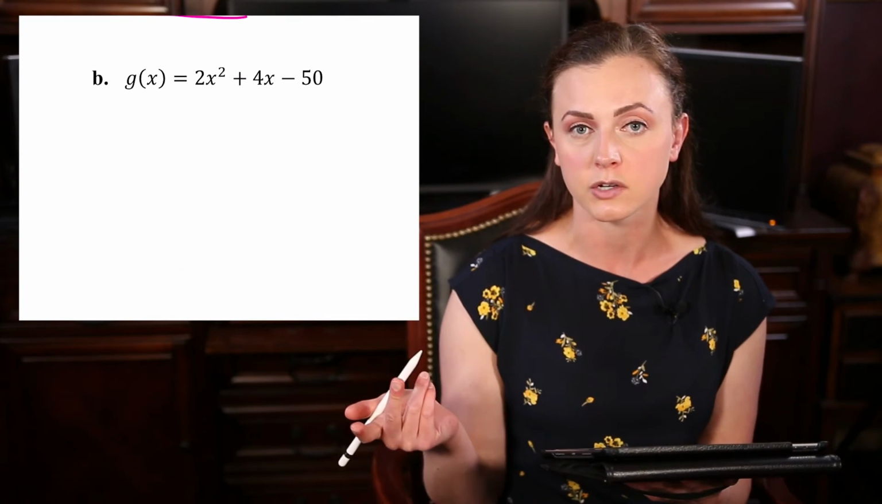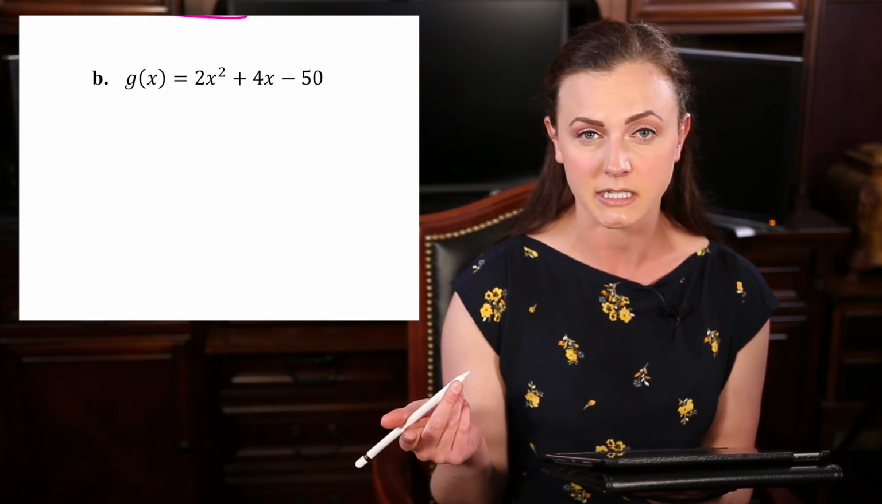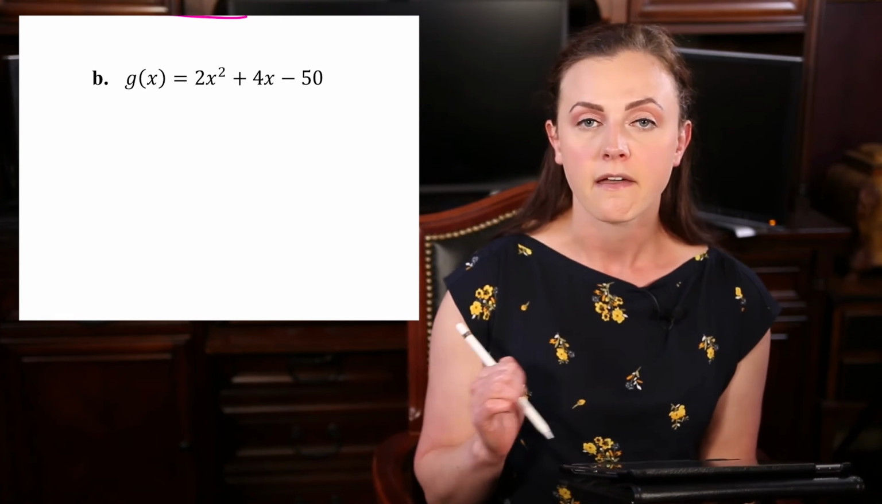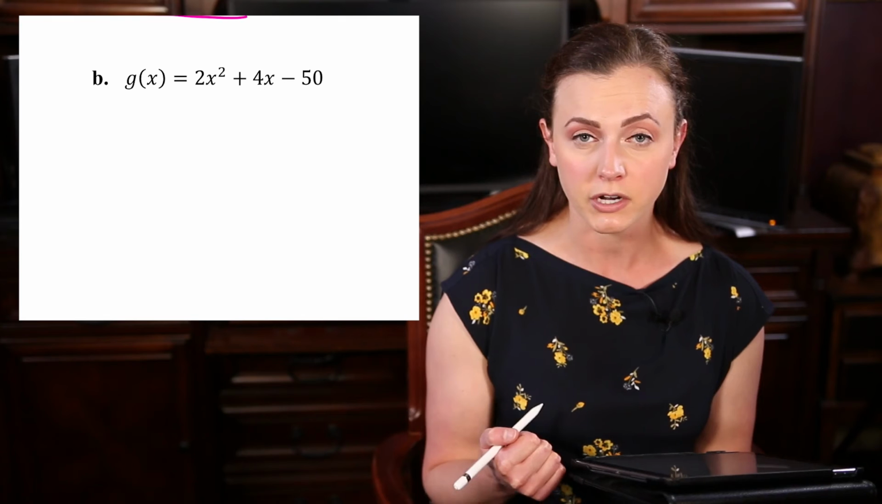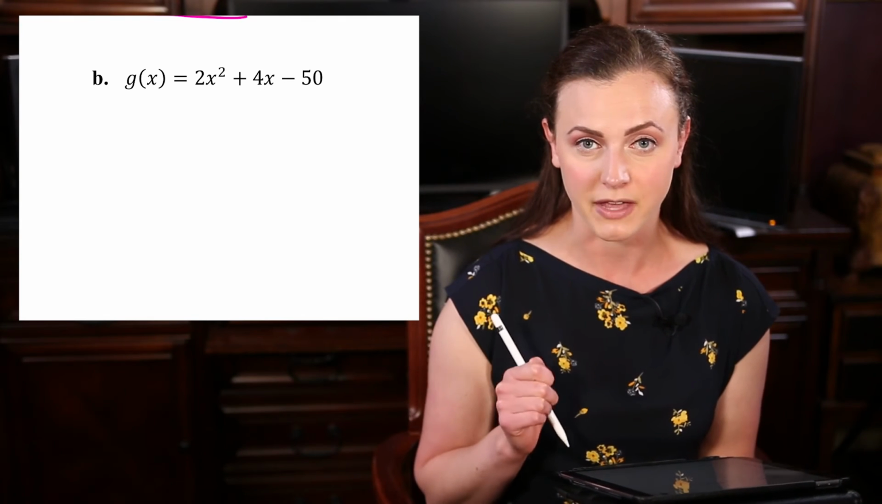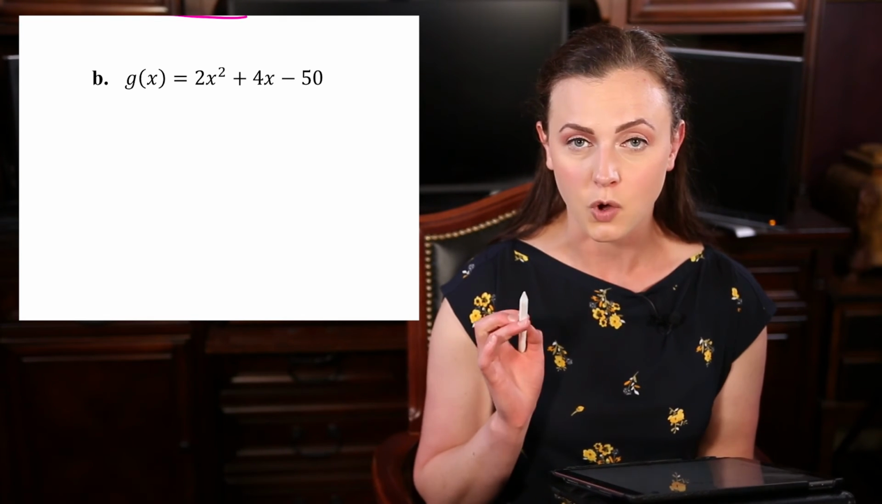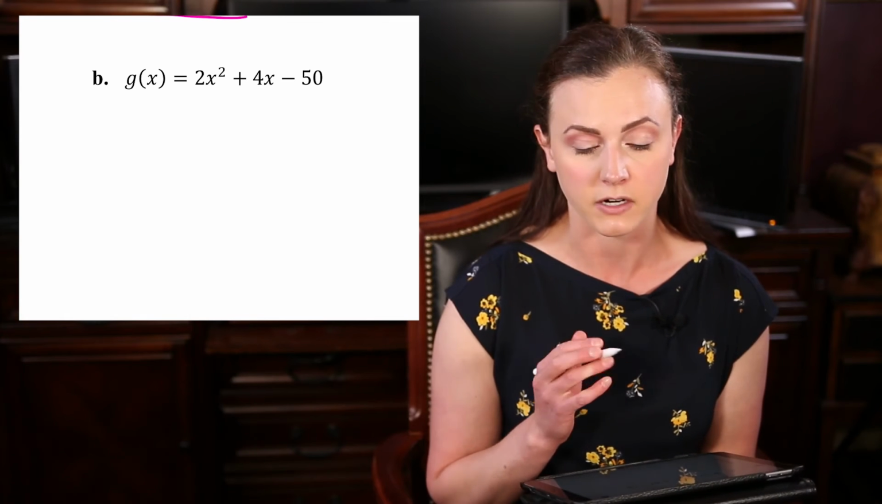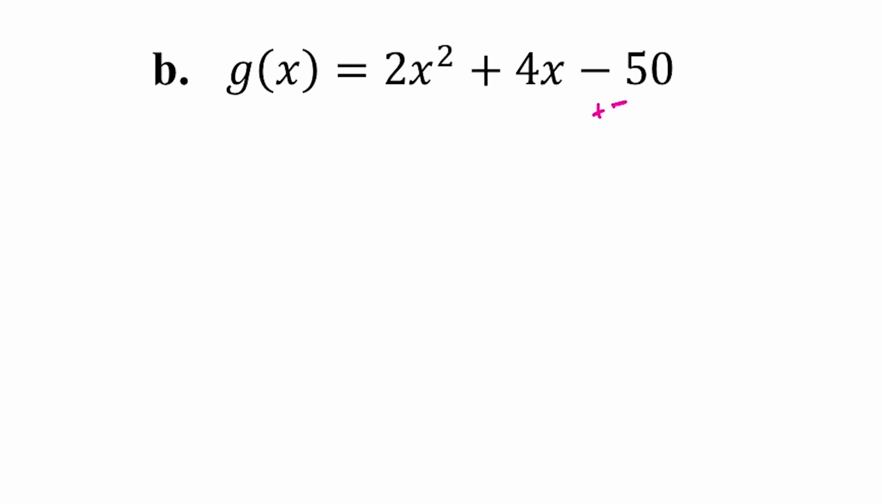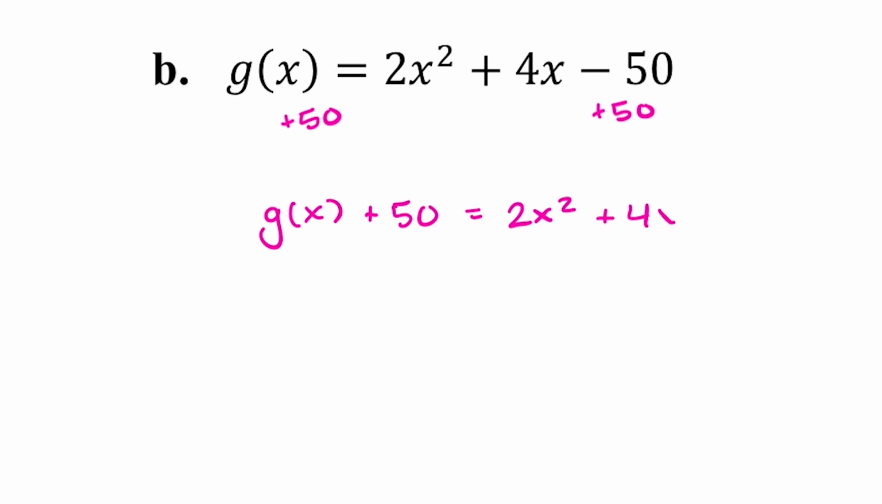So I think what we're used to when we're factoring is pulling out that GCF, greatest common factor, very first. But when you're completing the square, you're actually not going to do that first. No matter what, you always move your constant to the other side first. So I'm going to add 50 to the left-hand side. So that's g of x plus 50 equals 2x squared plus 4x.